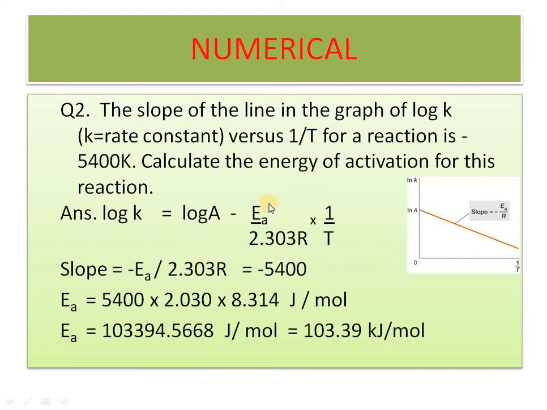Next numerical is regarding the graph: slope of the line in the graph of log k. Previously I told you the equation with natural log A and 1 by T, but this is log. So the only difference is that minus Ea by 2.303 will be there. This is the graph, y equals mx plus c, where m is minus Ea by 2.303 R. This is the slope. The slope is given, and R, as I told you already, is 8.314 joule per mole per kelvin. This is the overall answer, with units for activation energy in joule per mole. If you want to convert into kilojoule, you have to divide by 1000.